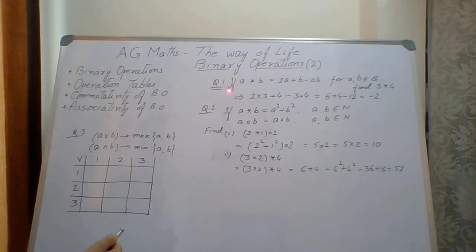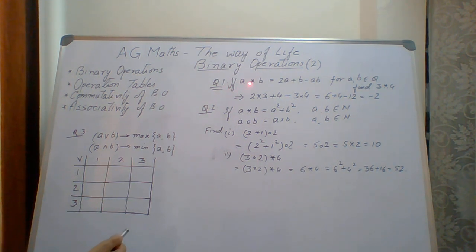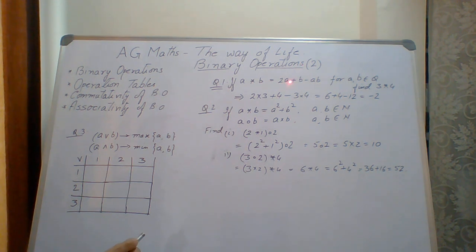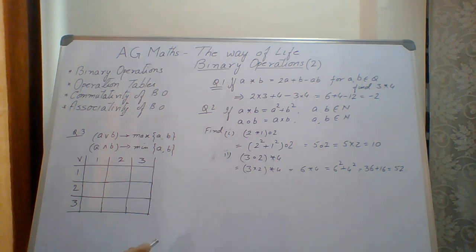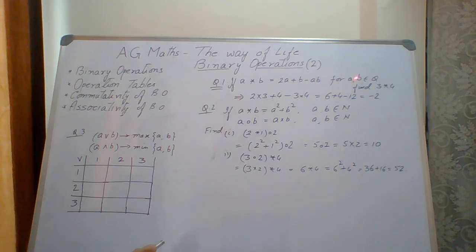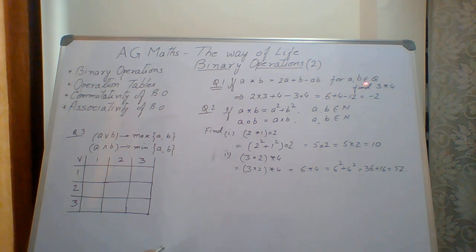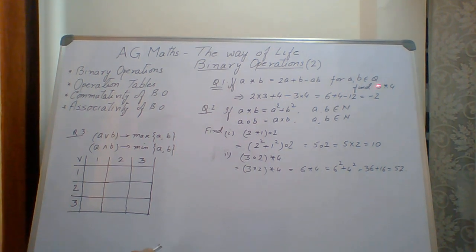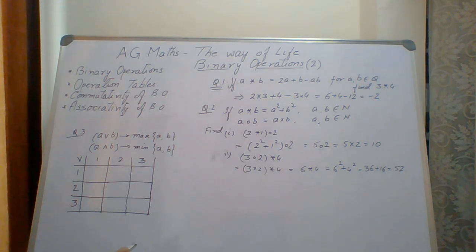Suppose a problem is given that A binary B, we read like this, A binary B is equal to 2A plus B minus AB for A and B belonging to Q, a rational number. Q is the rational number denotation. Then we have to find 3 binary 4. What is the result of 3 binary 4 if we follow the binary operation of this?